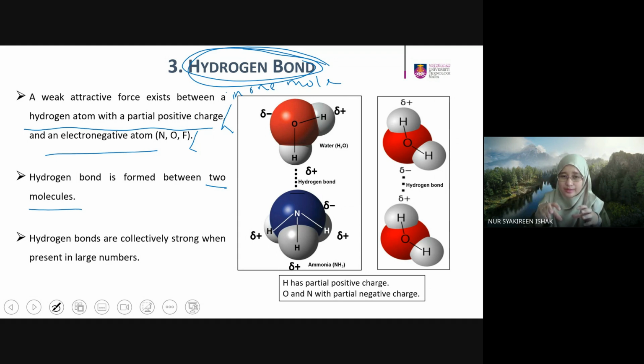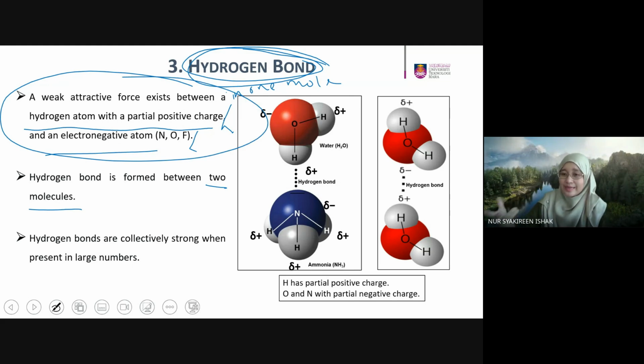Okay. So hydrogen bonds are collectively strong when present in large number. Individually, the hydrogen bond is a weak bond, but when they exist in large amounts, it forms quite a strong interaction. For example, water, the surface of water. Between water molecules, there will be formation of hydrogen bonds. So that's why, if we look at some examples, insects can walk on the surface of water due to hydrogen bonds between water molecules. The first statement here explains this condition.